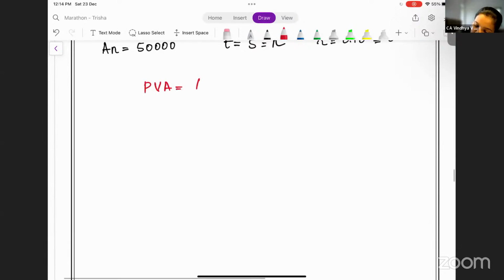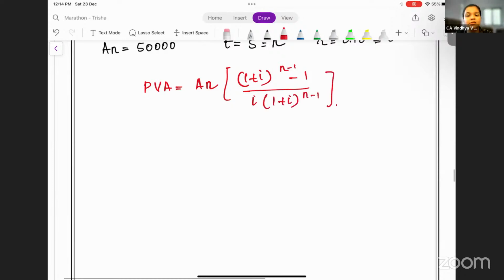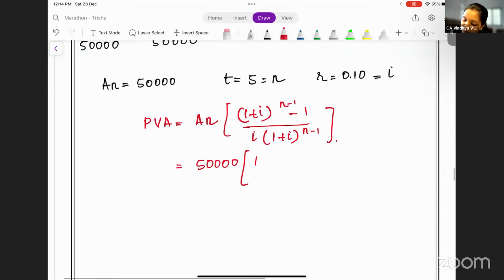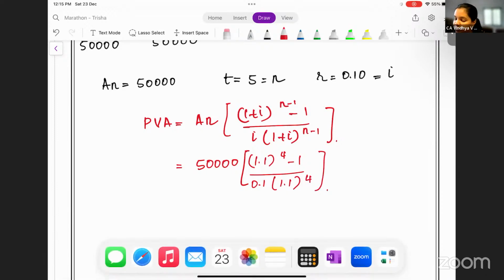Present value annuity is equal to annuity into (1 plus I to the power n minus 1, minus 1) divided by I into (1 plus I to the power n minus 1). This is your formula. Now substitute, you'll get 50,000 into (1.1 to the power 4 minus 1) divided by 0.1 into 1.1 to the power 4. Take out your calculators. We'll solve this in one step. Just one step.